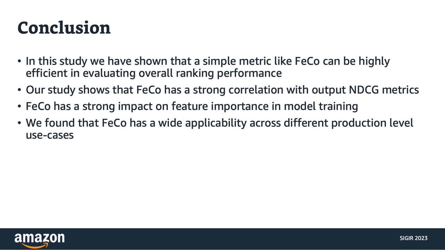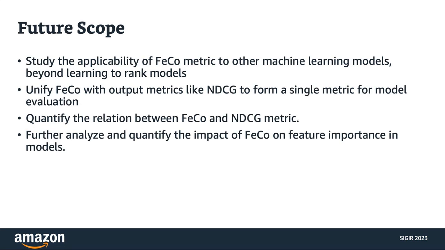Conclusion. In this study, we show that a simple metric like FICO can be highly efficient in evaluating the overall ranking performance. Our study shows that FICO has a strong correlation with output metrics like SIGIR. FICO also seems to have a strong impact on the feature importance in model training. We found that FICO has a wide applicability across different production level use cases.